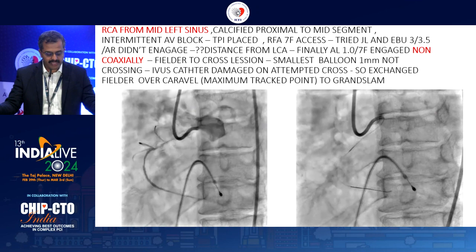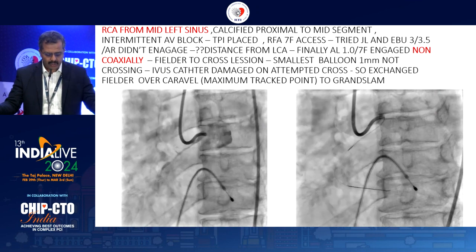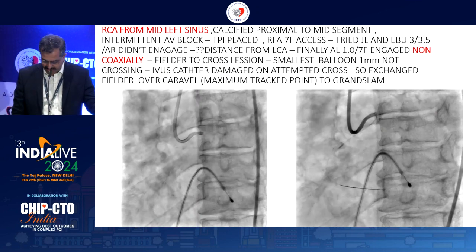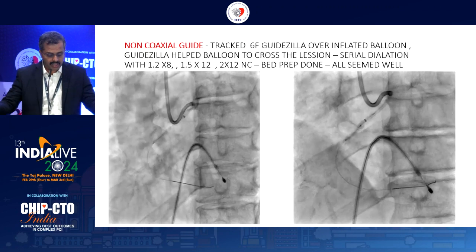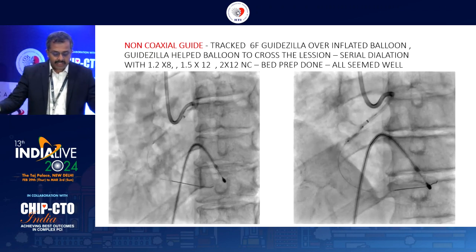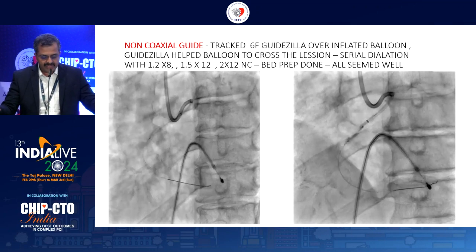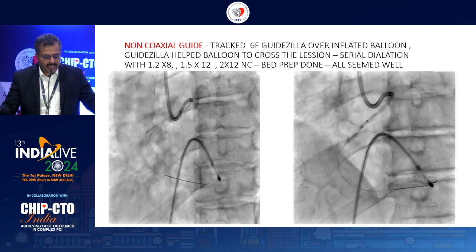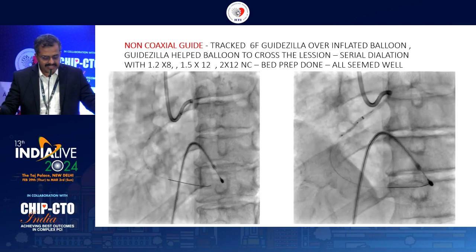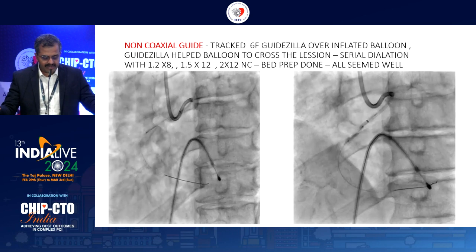So we exchanged the Fielder over a Caravel. Caravel didn't track down, but it tracked to the maximum point and we exchanged it to a Grand Slam to improve our support since it was a non-coaxial guide. On the non-coaxial guide, we tried to make it coaxial in different angles, but we just failed. So we tracked a 6 French Guidezilla over an inflated balloon inside. The Guidezilla went almost to the mid segment where the significantly calcified segment was. This Guidezilla definitely helped us in crossing and getting serial balloons down.